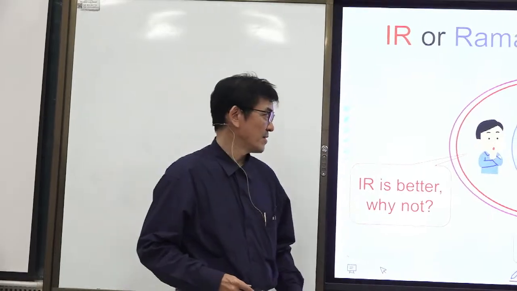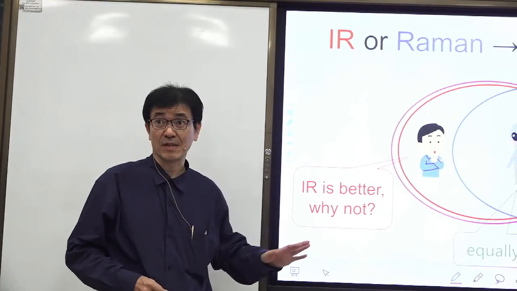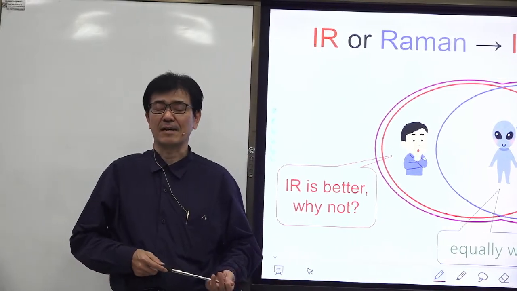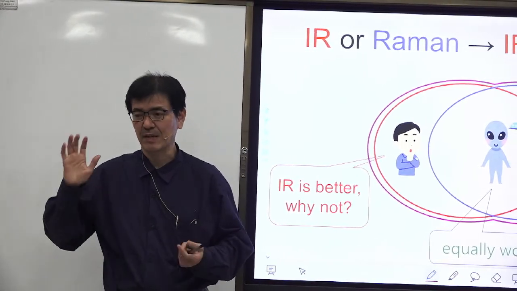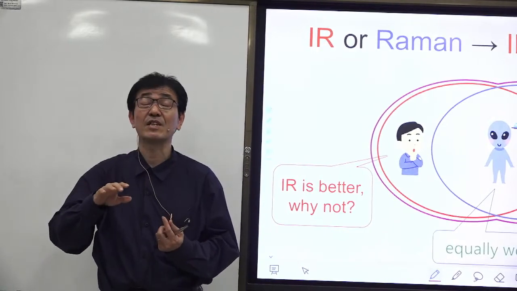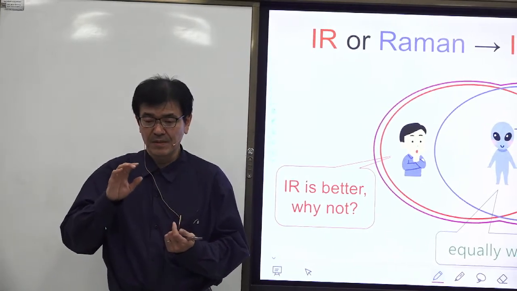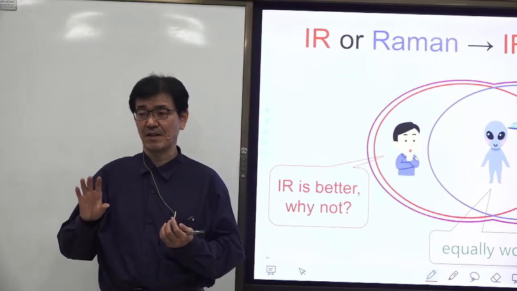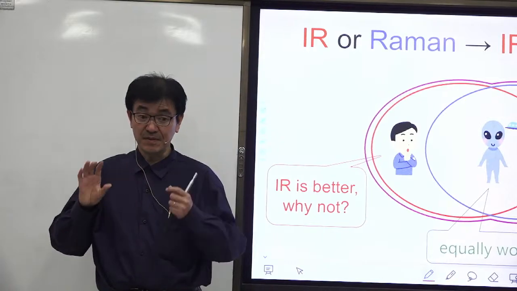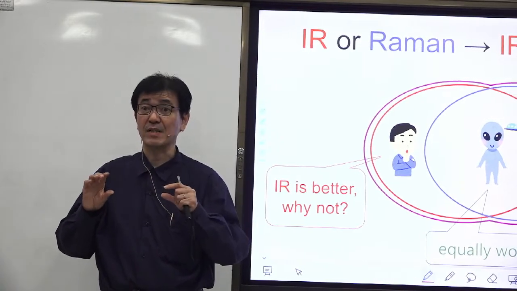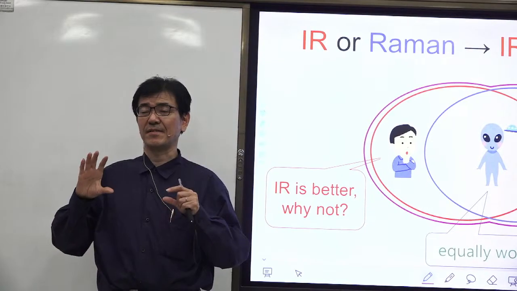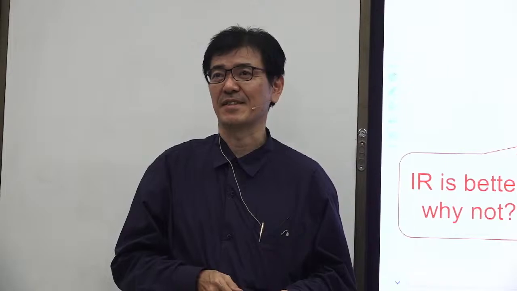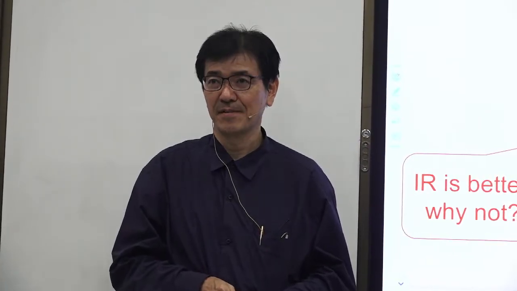So it is a much smaller number of groups than IR and Raman. The reason is that the hyper-Raman signal is very weak and difficult to detect. But it has its unique information. And if the measurement of hyper-Raman spectroscopy becomes much easier, then a larger number of groups will start to measure, I think.